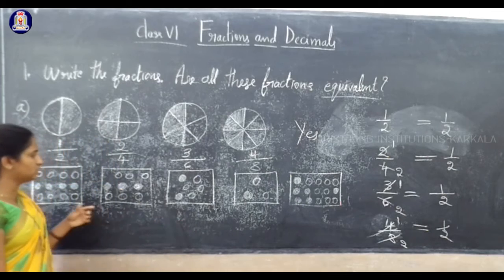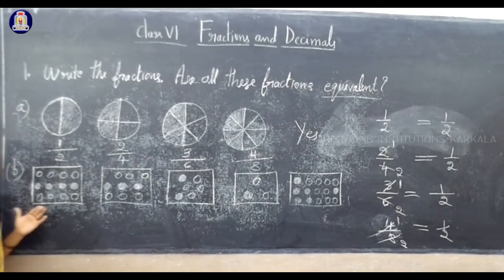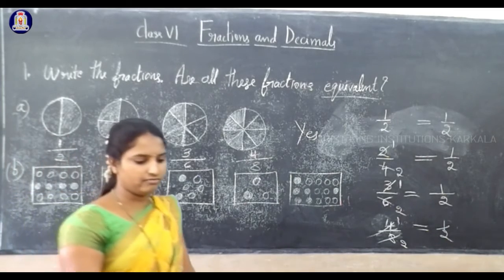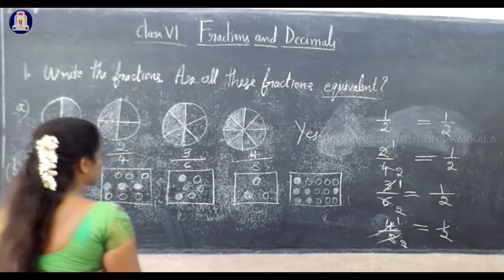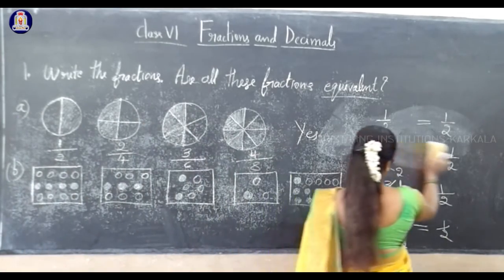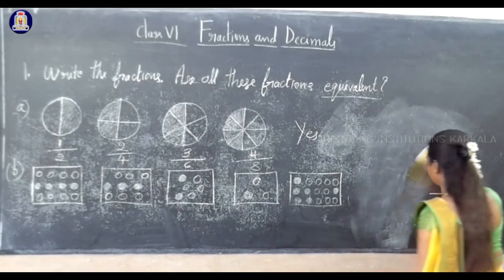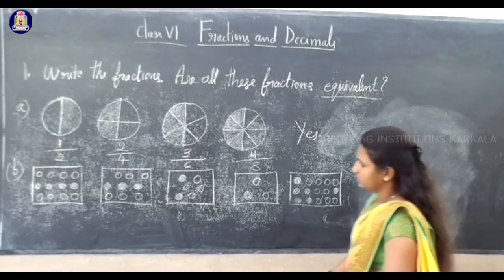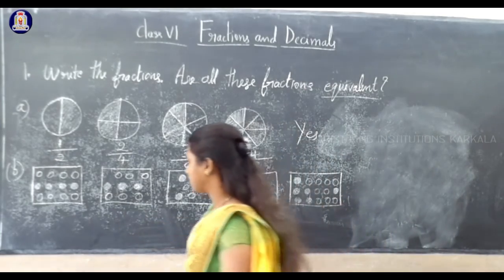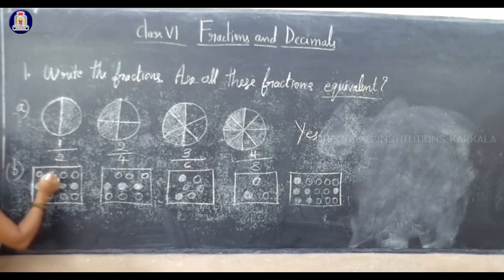Now you have to check the second question. The given figures are a square, and inside the square there are small circles, isn't it? Yes. Now you have to write the shaded portion. Some circles are shaded and the remaining circles are unshaded. So first you have to write a fraction.